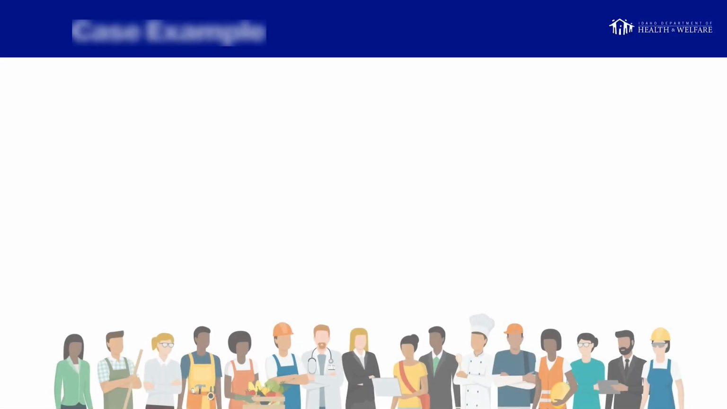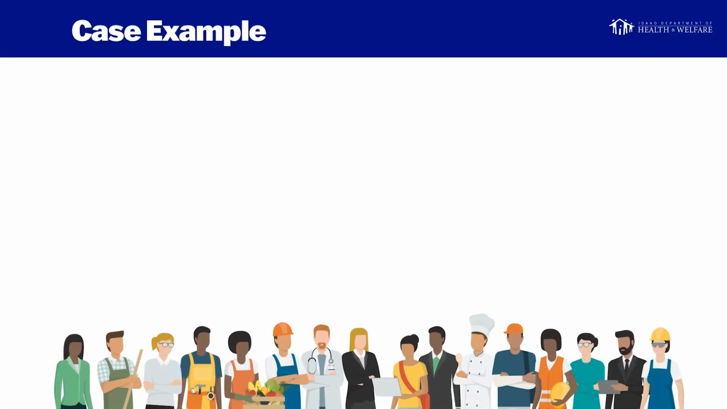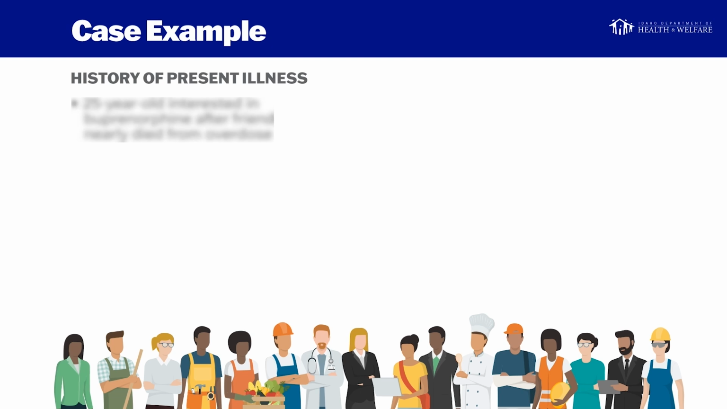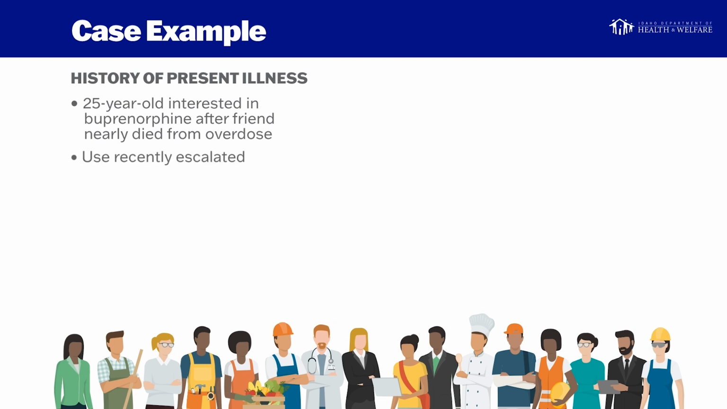I think it's a lot easier to think about a new treatment or medication in the context of a patient case. This patient is not one of my patients. It is a fictional scenario, but very similar to patients that I have taken care of. This is a 25-year-old who's interested in buprenorphine after a friend nearly died from an opioid overdose event. Their use has recently escalated, they're spending more and more money on drugs, and they are injecting multiple times, so they've escalated to injection drug use.